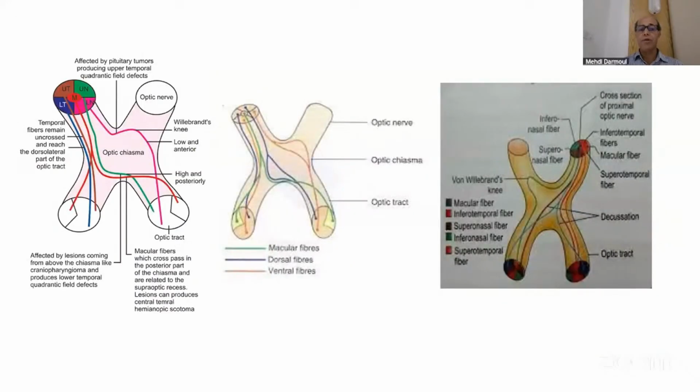Here, the arrangement of optic fibers in the chiasm. The fibers from one optic nerve, the temporal fibers, remain on the same side and will join the ipsilateral optic tract, but the fibers from the nasal part will cross the midline and join the opposite optic tract. And also the fibers from the macula will cross the midline and join the contralateral optic tract.